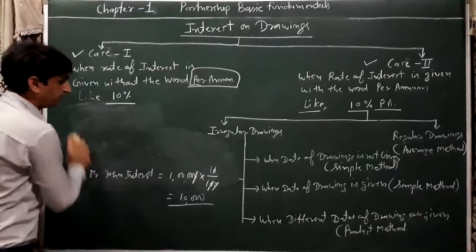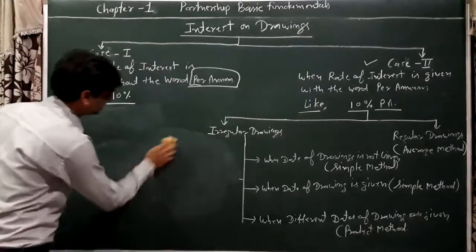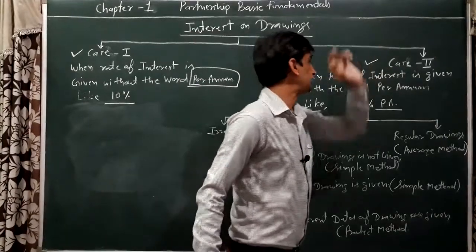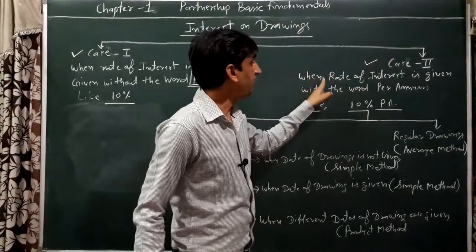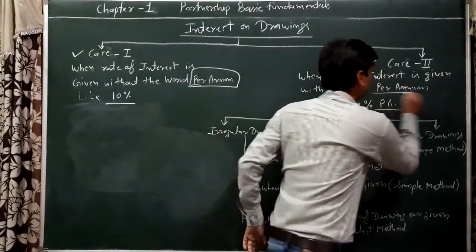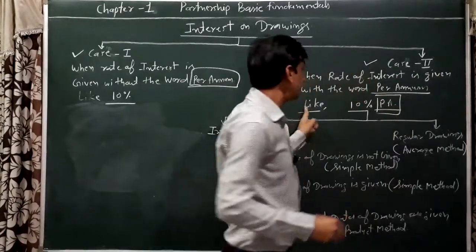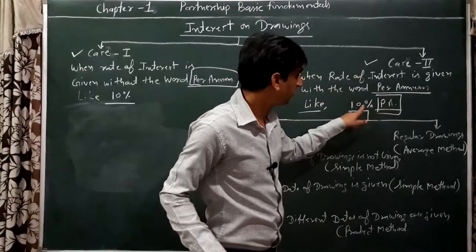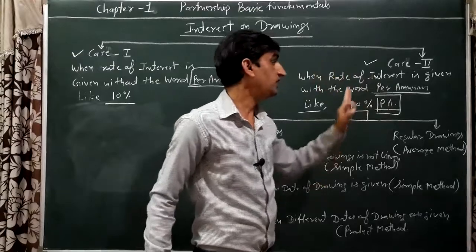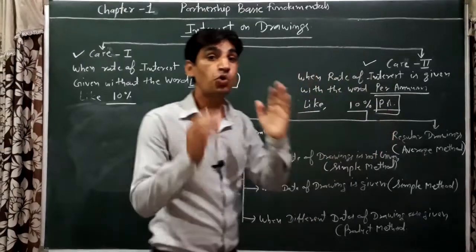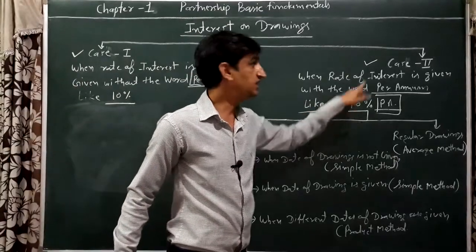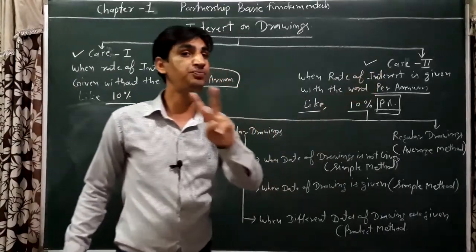Second important concept we will discuss here. Case second. What's the condition? When the rate of interest is given with the word per annum, like 10% per annum, after the rate of interest the per annum word is given in the question. In such situations, in case second, the drawings may be of two types.